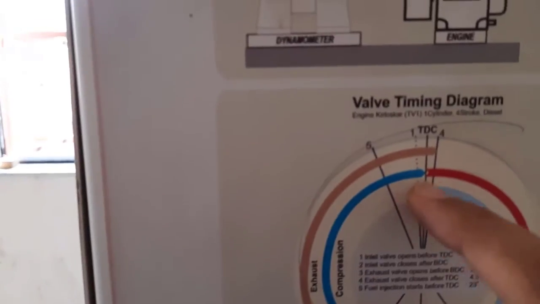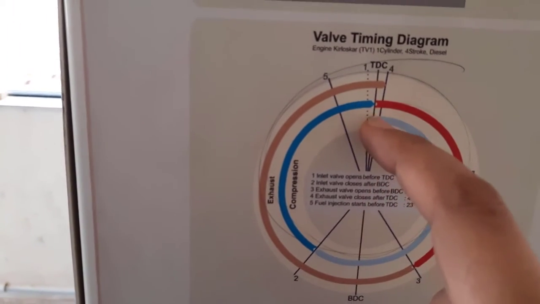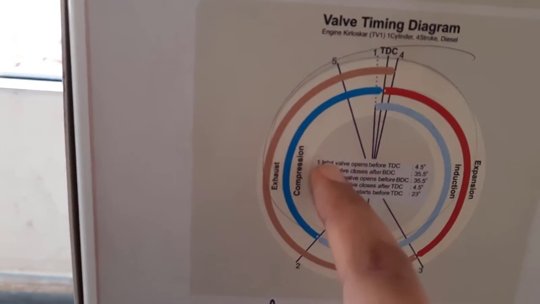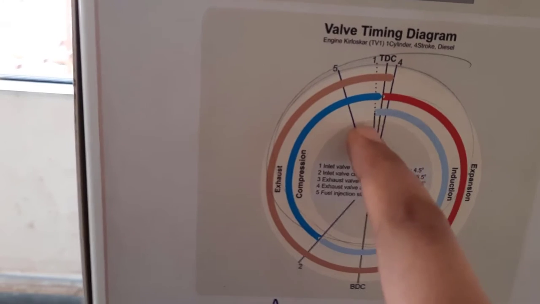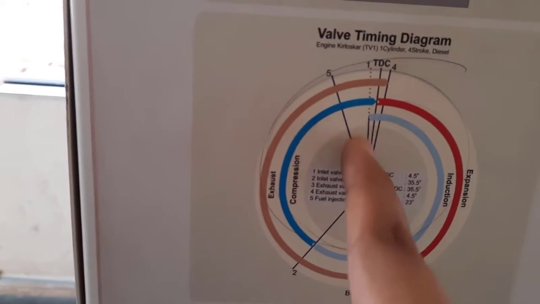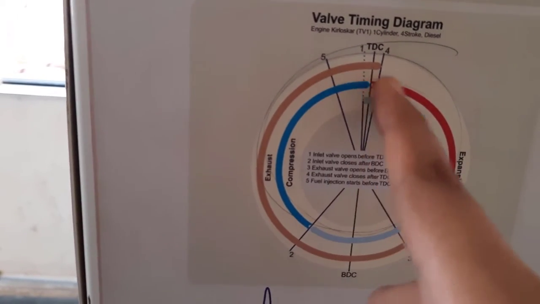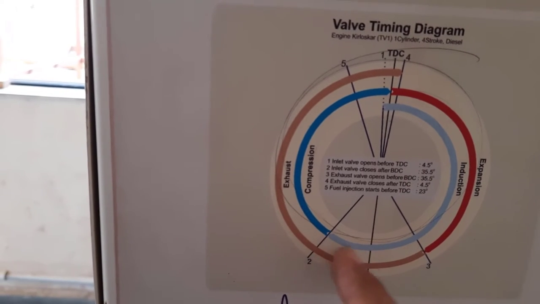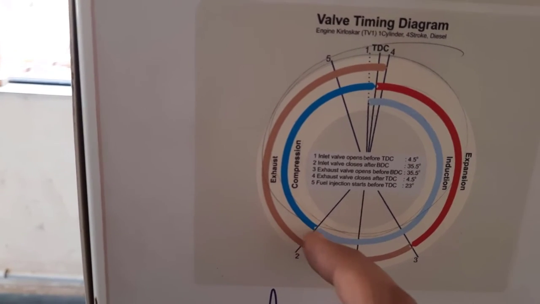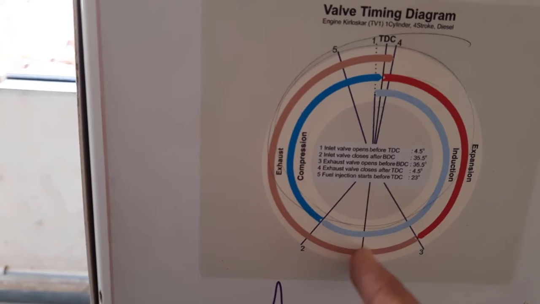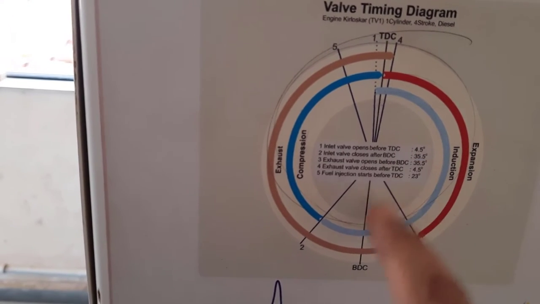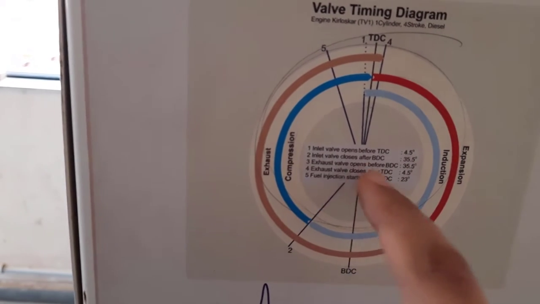See, this is your intake. From here intake starts, but see, the inlet valve is opening 4.5 degrees before the intake starts, right? When is the intake valve closing? The intake valve is closing after the piston has reached the bottom dead center. How many degrees? 35.5 degrees after BDC.